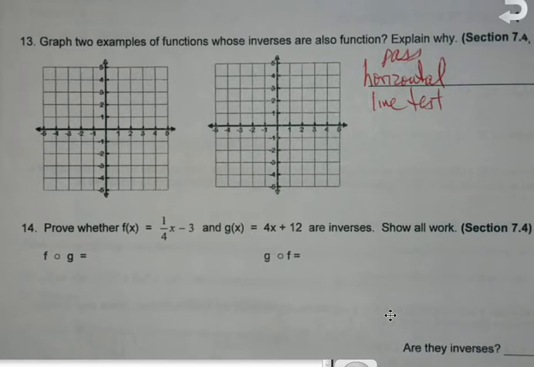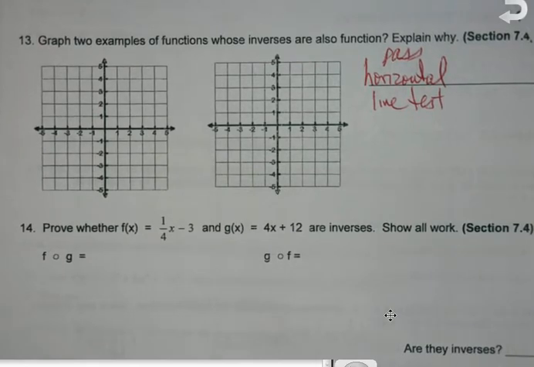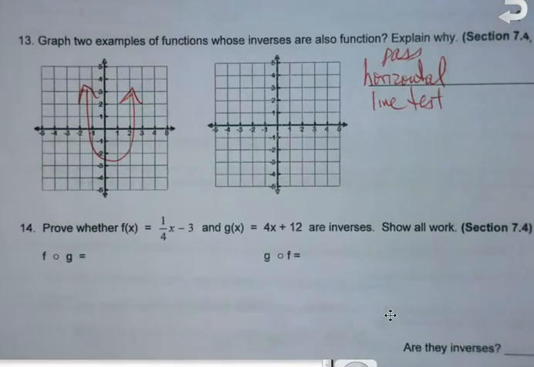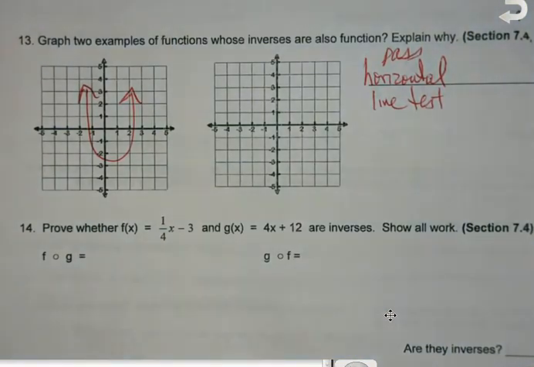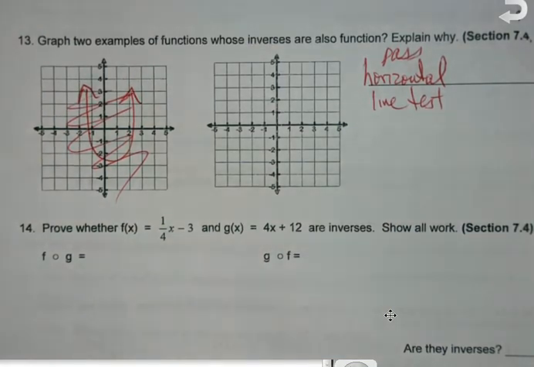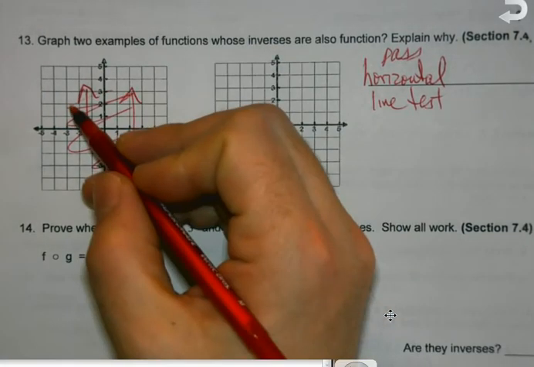Okay, a parabola, like opening which way? Up, okay. Parabola opening up. Now, is that going to work? No, that doesn't pass. No. Okay. A straight line. Like which way?